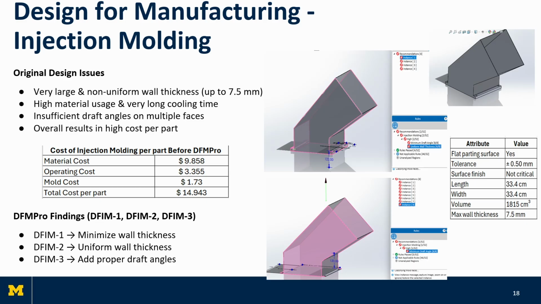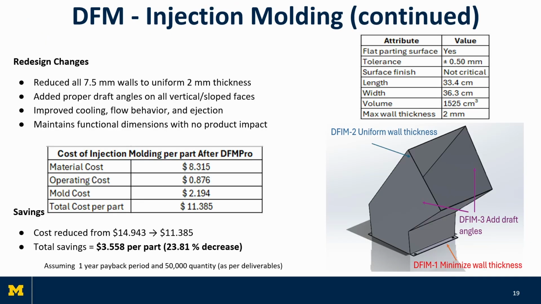When we analyzed the model using DfM Pro, it flagged exactly these problems. DFIM1 recommended reducing wall thickness, DFIM2 focused on making the thickness uniform, and DFIM3 highlighted the need for proper draft angles. After applying these changes, all walls were brought to a uniform 2 millimeters, and draft angles were added to the vertical and slope surfaces. This improved moldability, reduced ejection force, and kept all the functional dimensions intact.